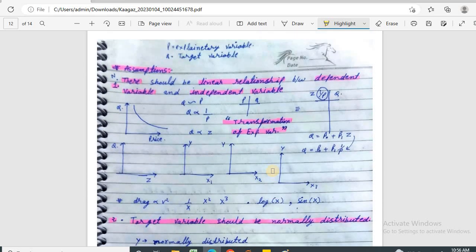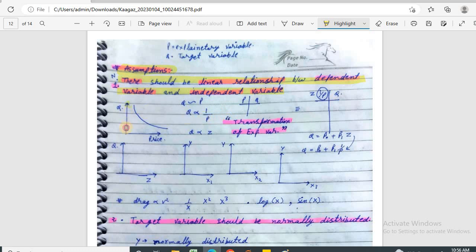Now comes another part, that is the assumptions of our linear regression. There are a few assumptions which we need to take care of before applying our linear regression model. What are those assumptions? There should be a linear relationship between the dependent variable and the independent variable. We should keep in mind that there should be a linear relationship.